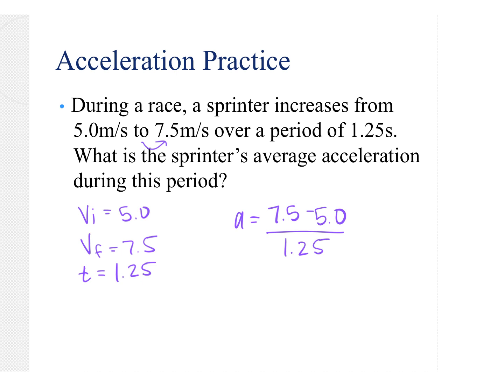Okay. It's really common for you to just put the numbers in and say 5 minus 7.5. You just read them and put them in, but we've got to make sure we're doing final minus initial there. So the numerator gives me 2.5, divided by 1.25, tells me I have an acceleration of 2 meters per second squared. 2 meters per second squared.